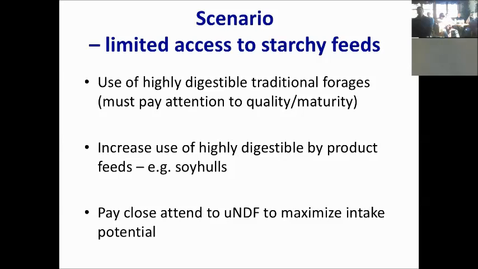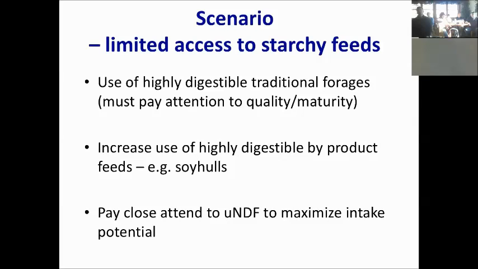fiber digestibility, right? So if you're not able to put in high energy starch feeds and you're going to have high fiber diets, the only way that you're going to maximize intake to support high levels of production is that those forages have to be highly digestible. They cannot be overly mature. They cannot be full bloom alfalfa. That's just not going to work, because you're going to have rumen fill problems.